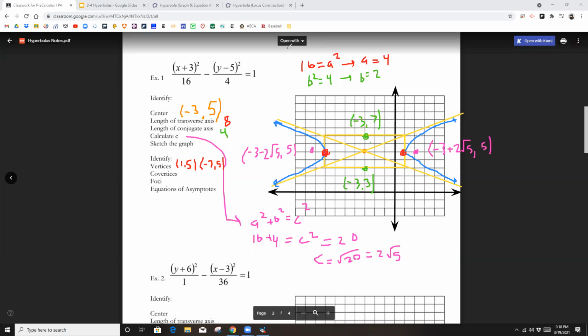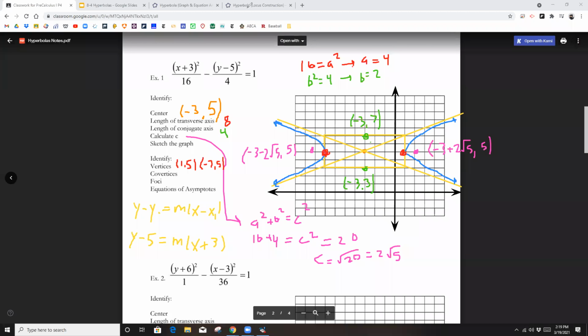That's already in purple. And then the equation of our asymptotes, it's best to just use point slope form. So point slope form, remember, is y minus y1 equals m times x minus x1, where x1, y1 is a point on our line and m is the slope. So for the point on our line, we're just going to use the center because both of our asymptotes go through the center, and that's always going to be true for a hyperbola. So the equation of the asymptote is going to be y minus 5 equals the slope times x plus 3.